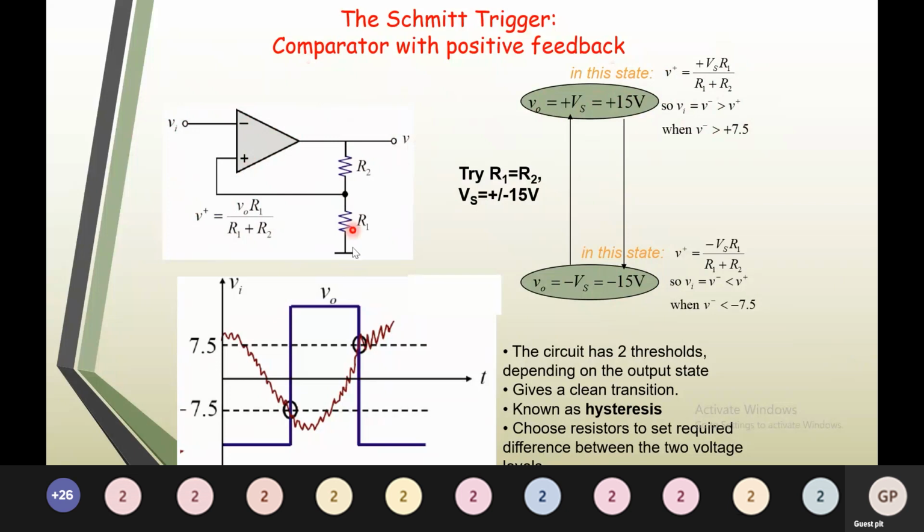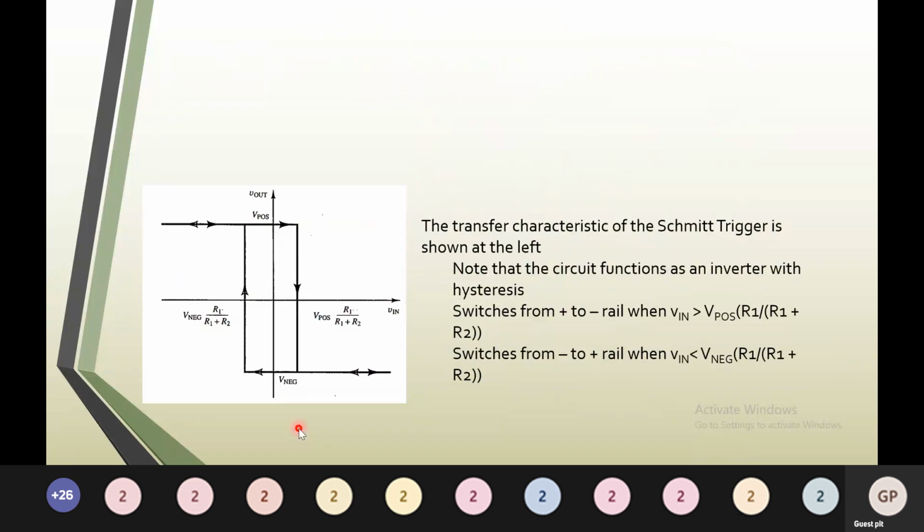And these small noise changes cannot lead to any unwanted transitions, because the noise you have here cannot change the output. The output will change only under two conditions: when the input is greater than plus V reference, and when the input is less than minus V reference. Which we can show like this.